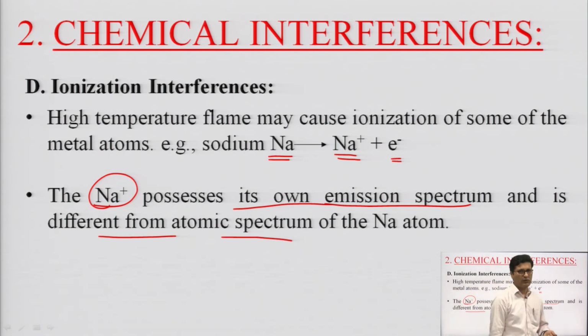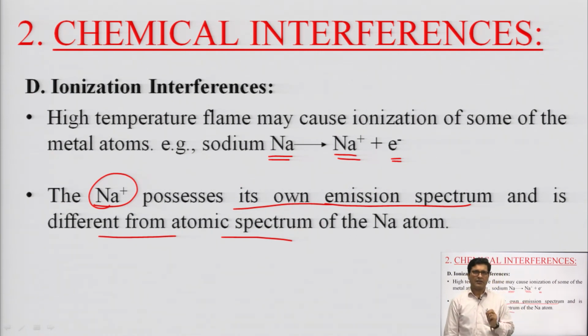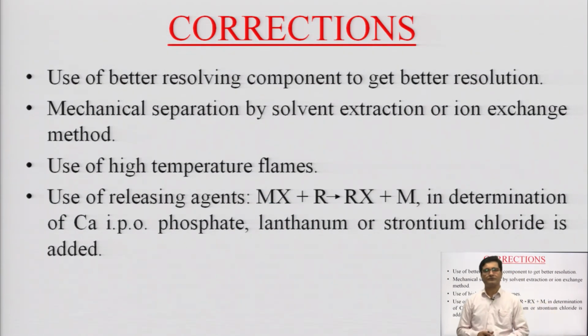Therefore, we should always keep in mind that temperature should be controlled very carefully. If the temperature is lower, it may not cause excitation of the ground state atoms, but if it is larger than expected, it may cause ionization. So, both situations may lead to poor results. This is the general summary of the corrections, the approaches you can use to overcome the interferences.